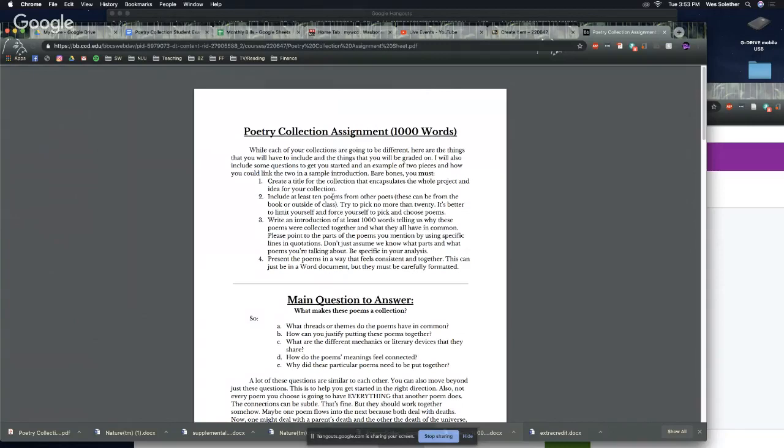You need to include at least 10 poems. They can be from the book or outside of class. Don't pick more than 20. If you have a reason that you want to, that's fine, but try your best to limit yourself so that you can really focus in on the poems you do pick. So then the introduction is 1,000 words. Why are they together? How are they working together? What are they telling us about a theme or an idea, or what's the reason you put these together?